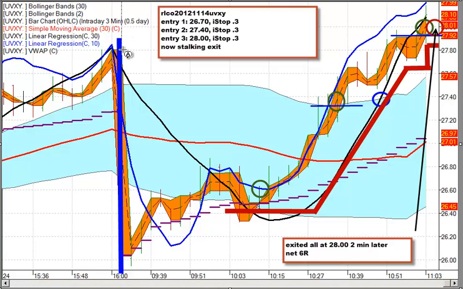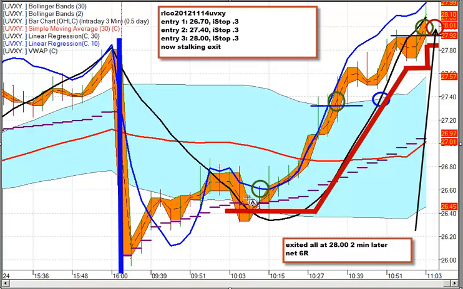And so what we had was a large gap down from 27.80 down to 26. Price entered the river at about 26.50, 20 minutes into the session. Pulled back out of the river, found support at a higher low, in the vicinity of the VWAP.